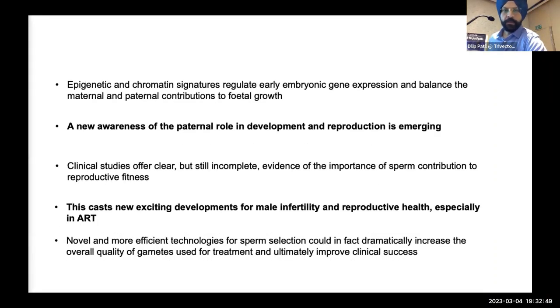A new awareness regarding the paternal role in development and reproduction is emerging, and this casts very exciting developments for male infertility and reproductive health, especially in the field of ART.